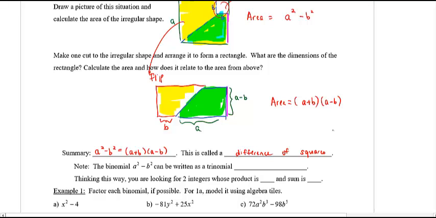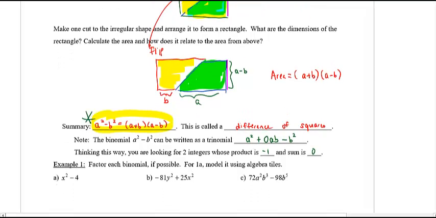So you should know this and memorize it. Or if you don't, you can always rewrite the binomial as A squared plus 0AB minus B squared, and then use the factoring techniques from last day. That way you'd be looking for two integers whose product is -1 and the sum, of course, is 0. I prefer if you just use the lovely formula here. I have it memorized because we use it quite a bit. If you can see it, it's actually pretty good.